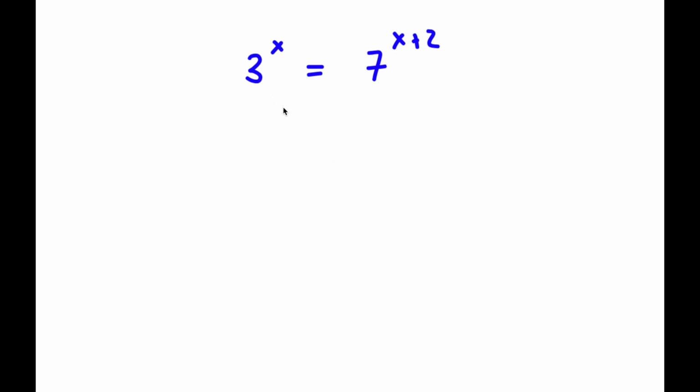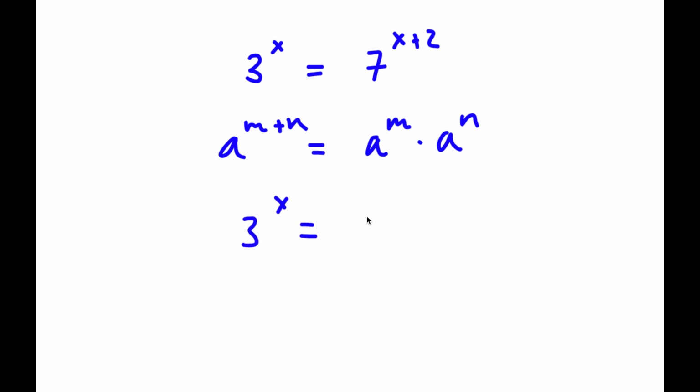Alright, so in this problem, I have 3 to the power of x is equal to 7 to the power of x plus 2. So now, if I have something in the form a to the power of m plus n, this is equal to a to the power of m times a to the power of n. So 7 to the power of x plus 2, I can rewrite as 7 to the power of x times 7 to the power of 2.